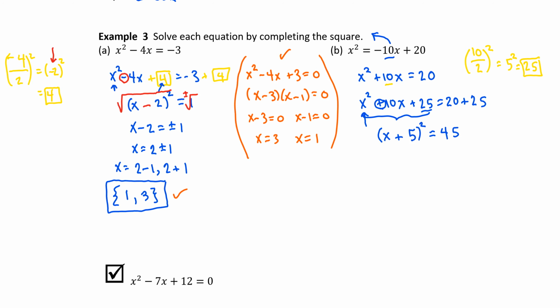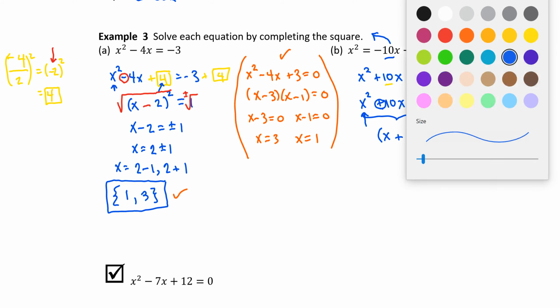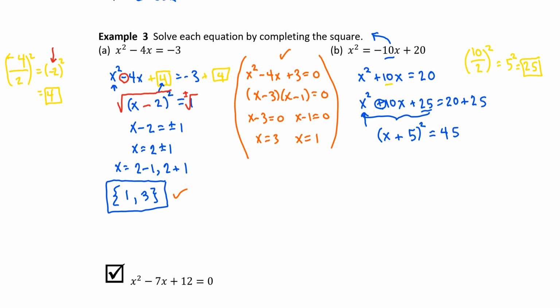Combining constants on the right side, we end up with 45. So at this point, the completing the square process is done. I finish with the square root method. So I'm going to take the square root of both sides, remembering plus or minus. The square cancels on the left. Let's think of 45 as 9 times 5. So we can evaluate the square root there, 3 square root of 5.